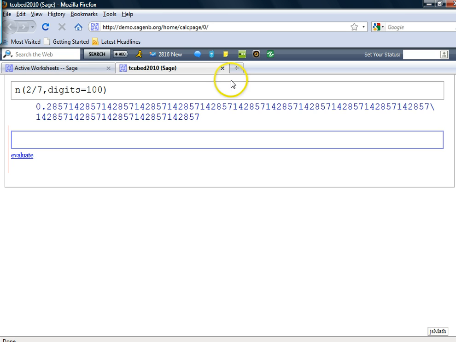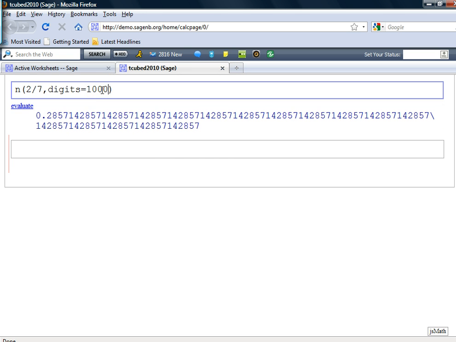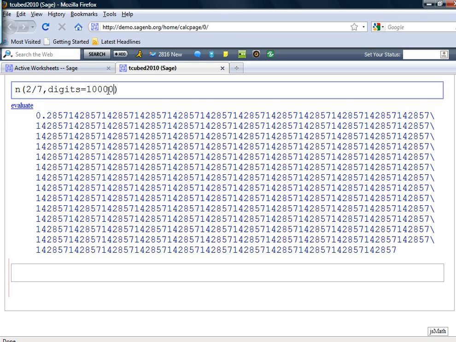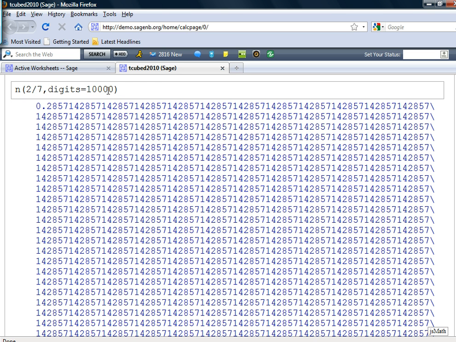Okay. All right. How about, hey, that's not enough. How about 1,000 digits? Okay. How about 10,000 digits? This is calculating on the fly in the supercomputer.